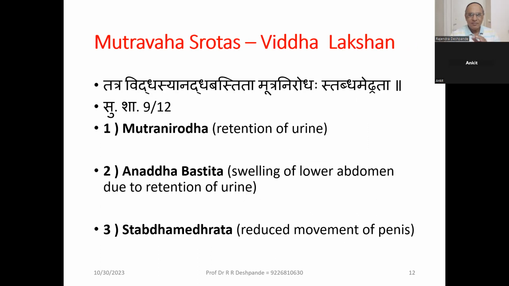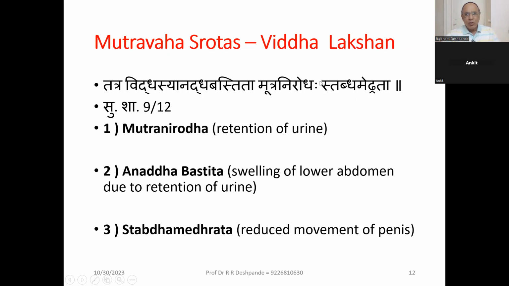Okay, next. Now Sushrut Viddha, Sushrut Dushti, Charak Dushti, Hetu, Dushti Lakshan, Charak Viddha Lakshan. There is no Viddha Hetu. Sushrut only mentioned Viddha Lakshana, traumatic injury symptoms. Okay, because Sushrut is a surgeon. Tatra Viddasya, what is that?